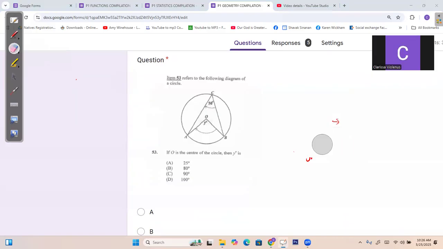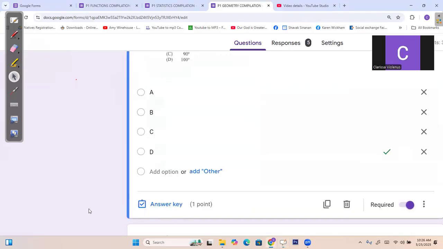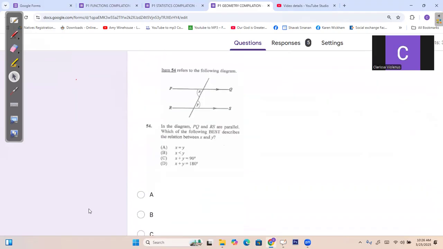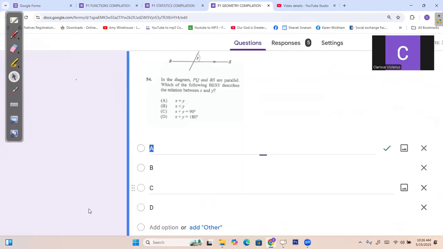Okay. Now we know the angle at the center is twice the angle at the circumference. So the one in the middle is bigger. So that's 50 times 2, which is 100, which is D. Same thing here. X and Y are equal because they are alternate angles, that's A.